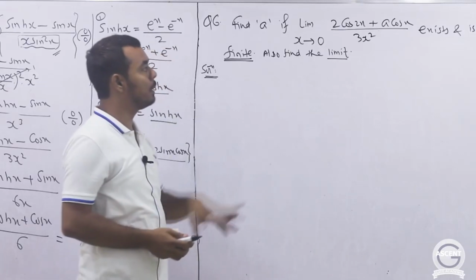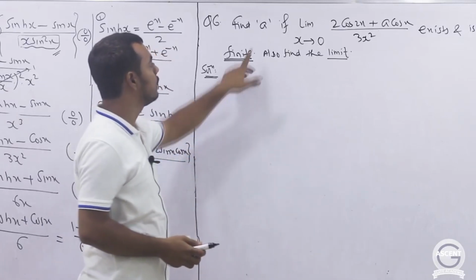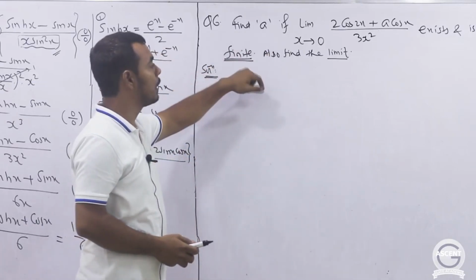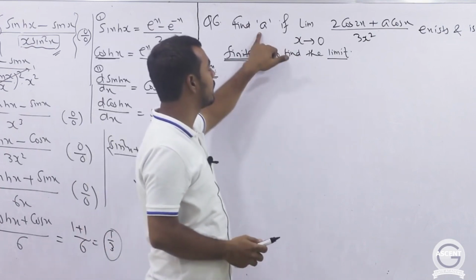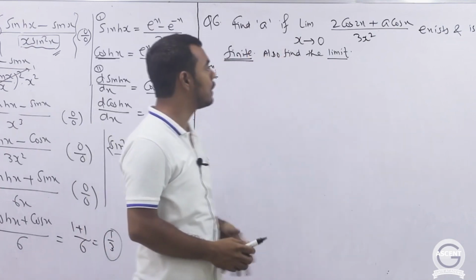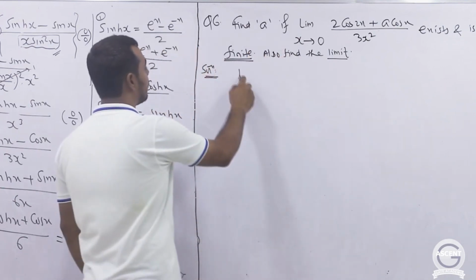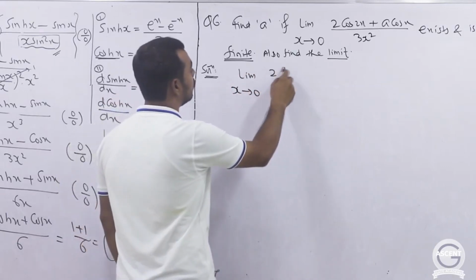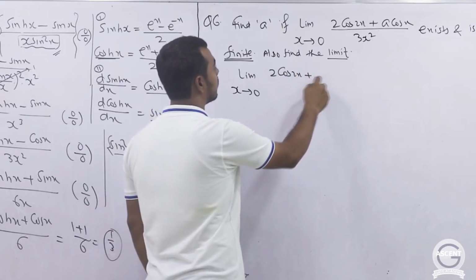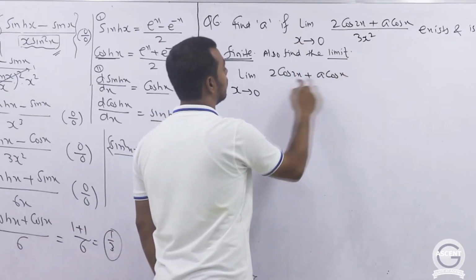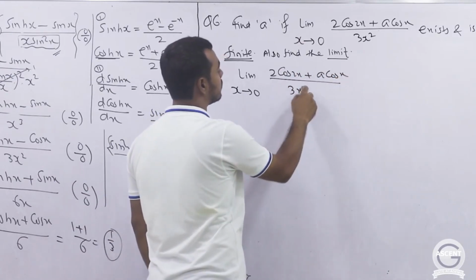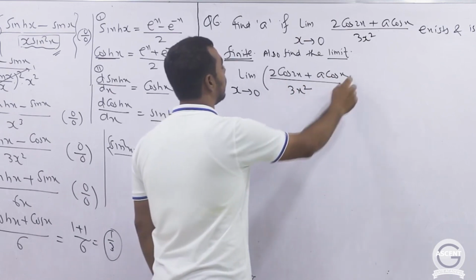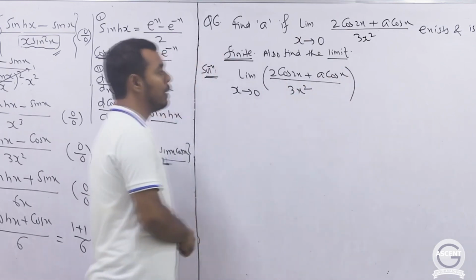If the value of this limit is finite, then we have to find the value of a, and the second part of the problem is, once you have calculated a, find the value of the limit also. So the problem that we have in our hand is limit x tending to 0 of (2 cos 2x + a cos x) divided by 3x square. Now here again we have to learn one very important concept.